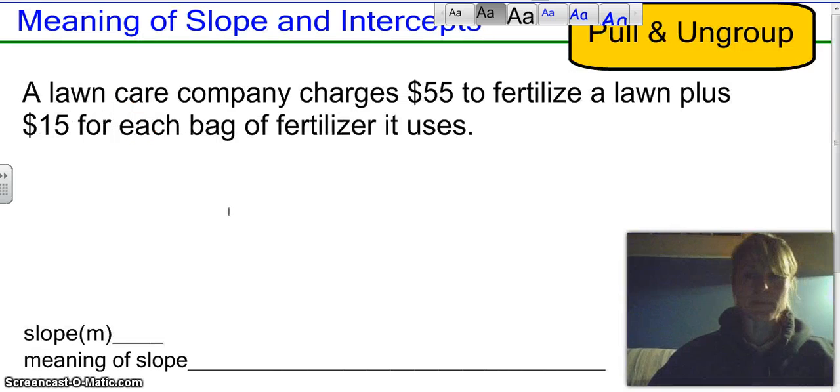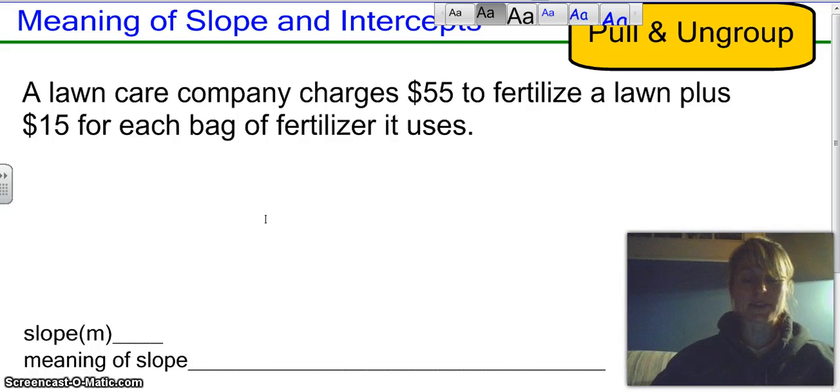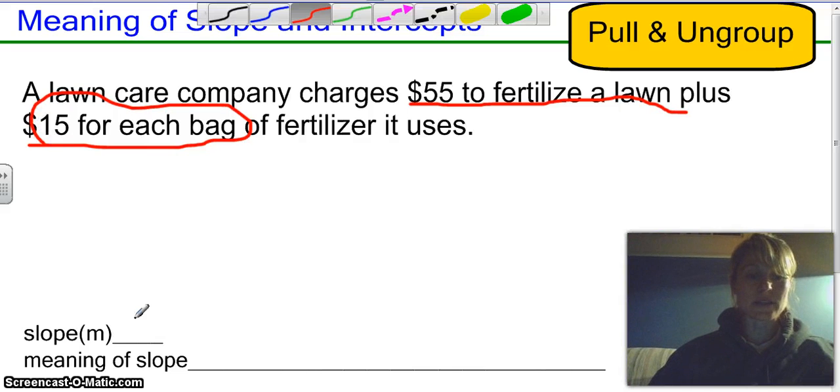Let's look at another example. This one talks about a lawn care company that charges $55 to fertilize a lawn plus $15 for each bag of fertilizer it uses. So again, we have to determine which one is the slope and which one is the y-intercept. What's the one changing? $15 for each bag, right? So my slope has to be the $15 because that can change. I could use 1 bag, 2 bags, 3 bags, depending on our lawn, okay?